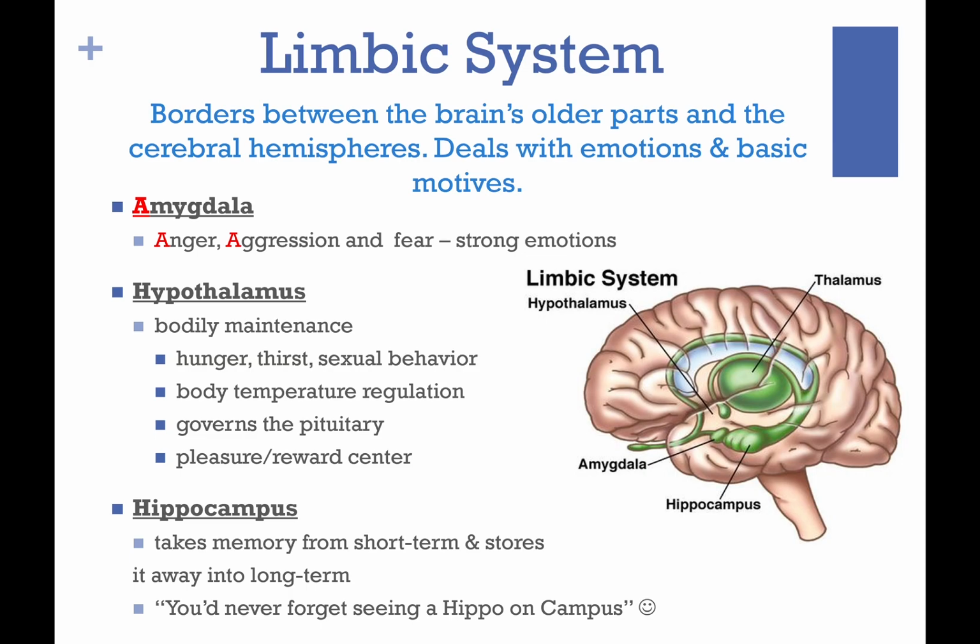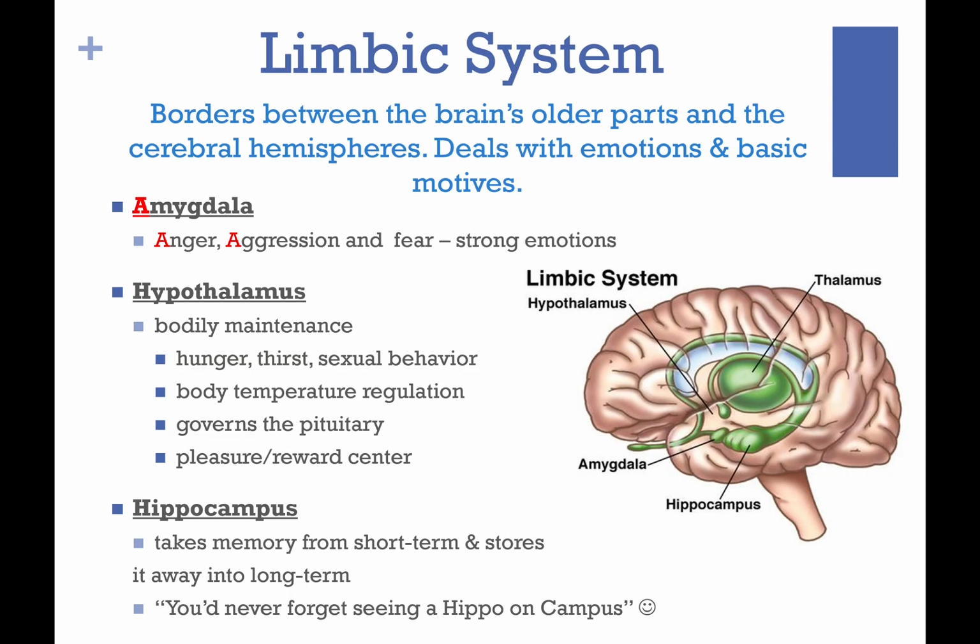You have the hypothalamus, which is what checks the chemicals in the bloodstream to maintain what chemicals need to be released. So the hypothalamus is all of those drives that you have in drive reduction theory. It's going to be hunger, it's going to be thirst, it's going to be sexual arousal, things like that. Body temperature, and it controls the pituitary gland as well.